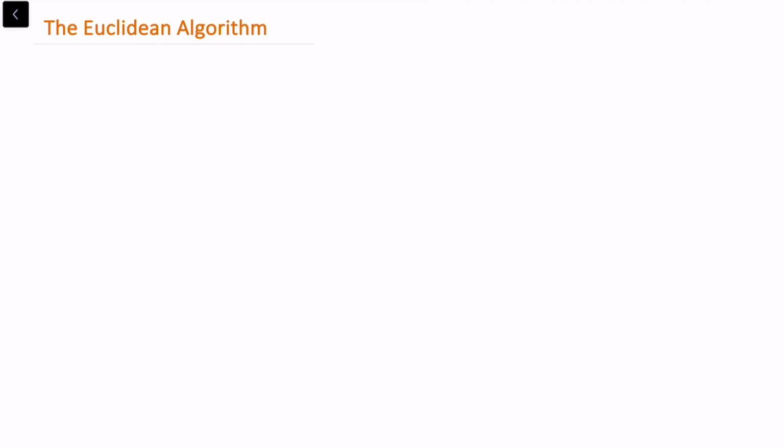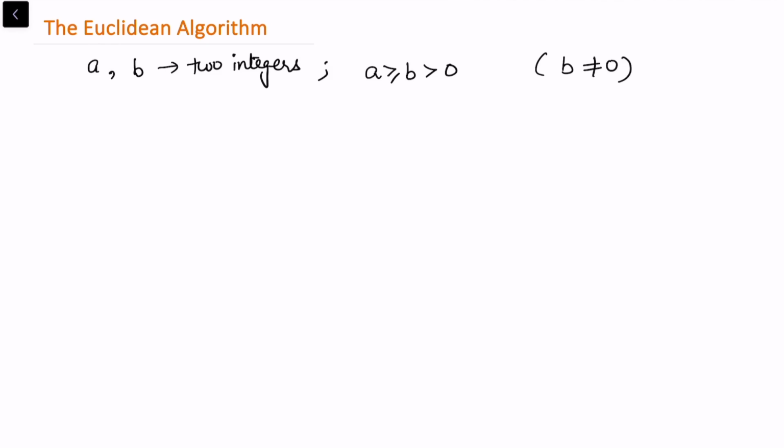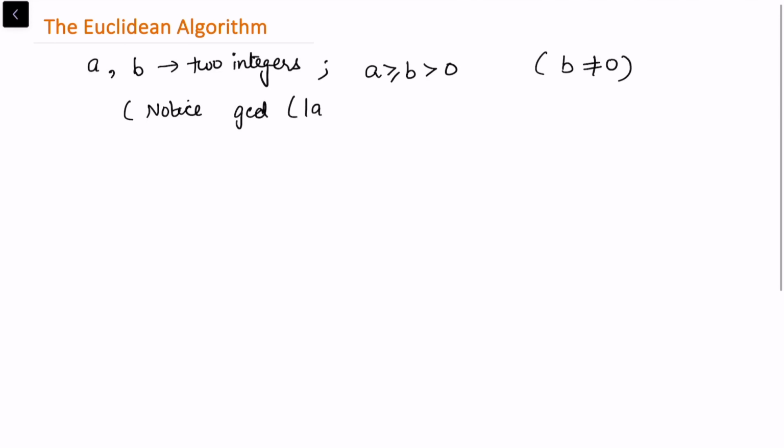To start this algorithm, let us consider two integers, a and b. These are two integers, and I'm also considering that a is greater than or equal to b, which is strictly greater than 0. So here b is not equal to 0 and it is a positive integer. Also, we know that the GCD of the absolute value of a and the absolute value of b is the same as the greatest common divisor of a and b, because whenever we consider the positive divisors of these numbers, they are the same if a and b are positive, and we always select the GCD as the greatest among all positive divisors.